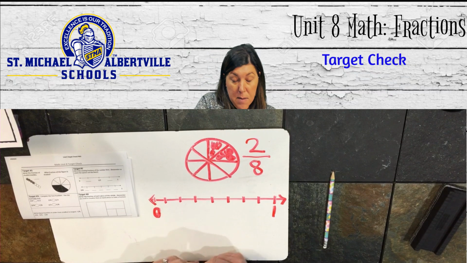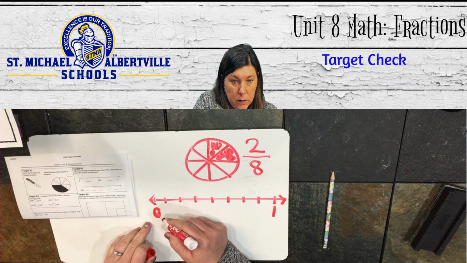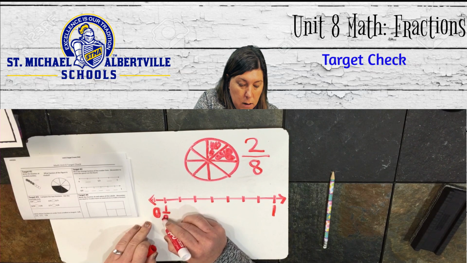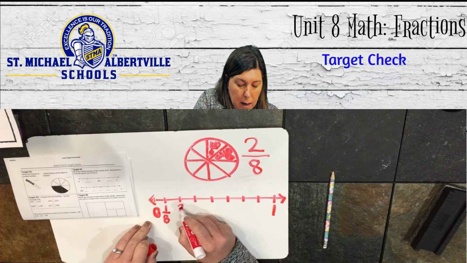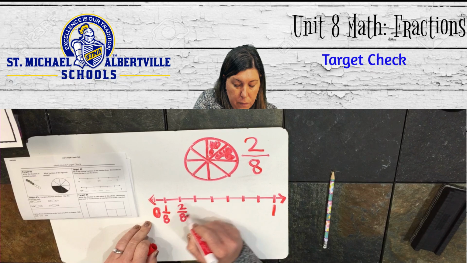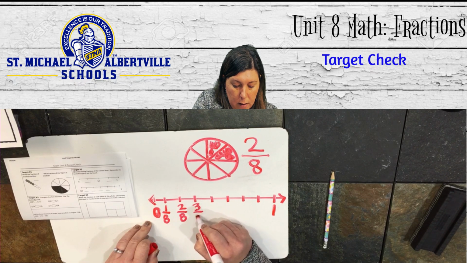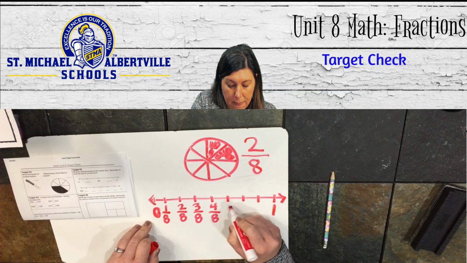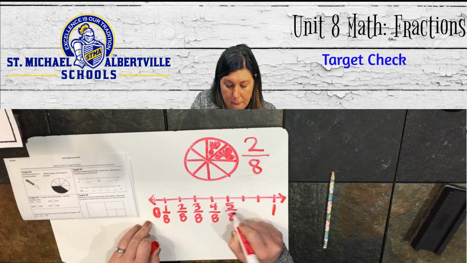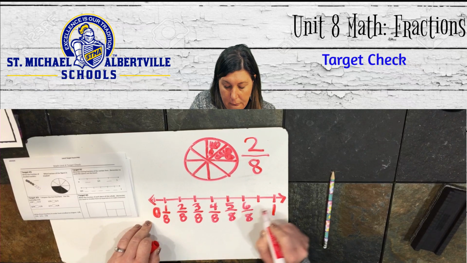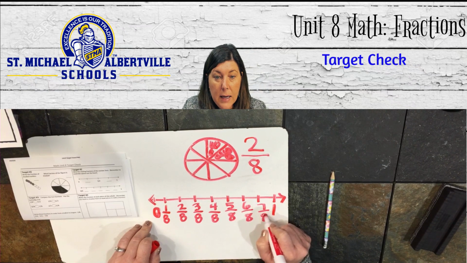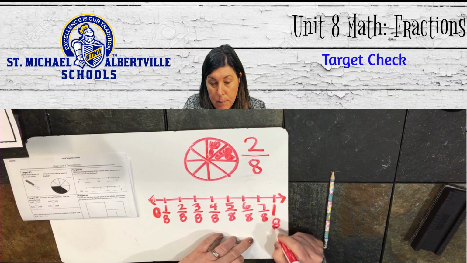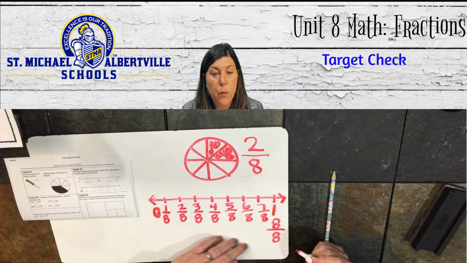So if I'm going to write the fractions here, this space here is 0 out of 8. I can make that as a fraction or I can keep it as 0. The first fraction is 1 out of 8. 2/8. When I get here, this is 1 whole, or 8 out of 8 pieces, which tells us 1 whole.